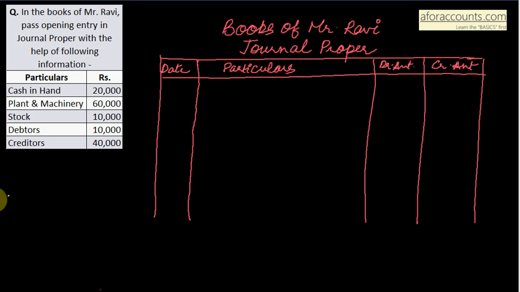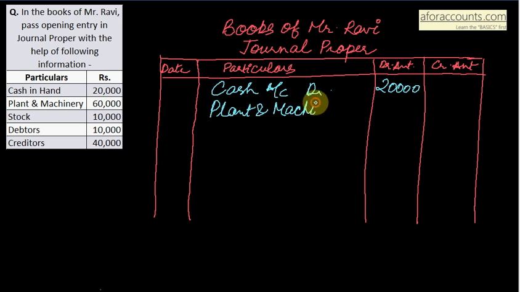So let's start. Cash in hand 20,000. So cash is my asset, cash account debit 20,000. Plant and machinery account 60,000. Again my asset, so debited. Plant and machinery account debit 60,000.